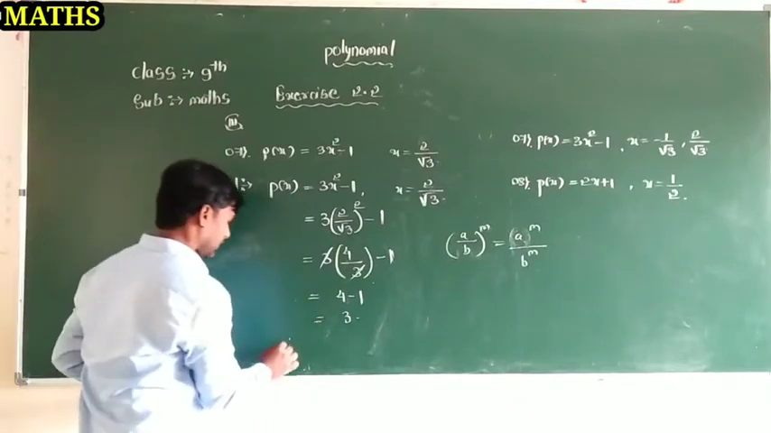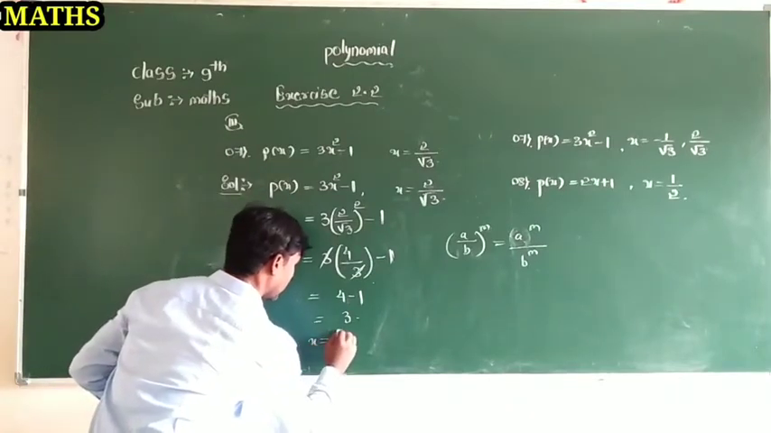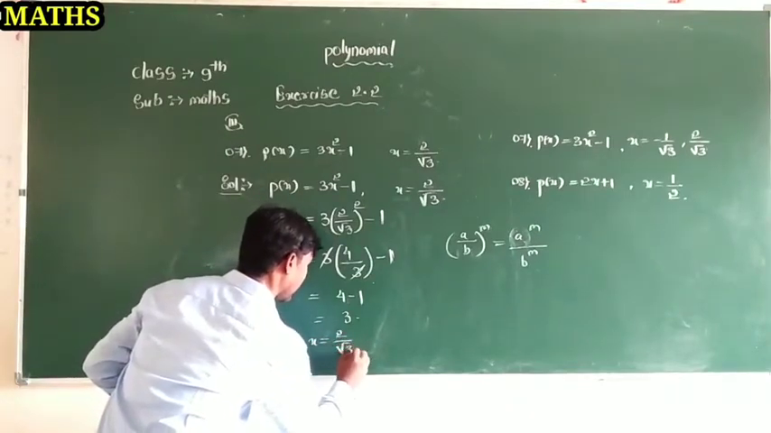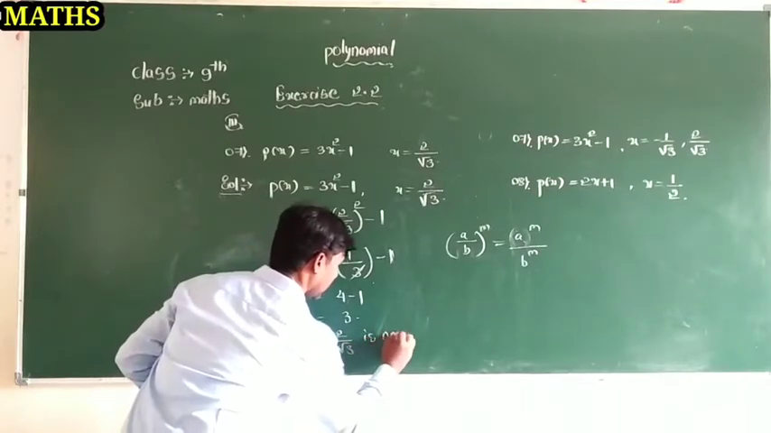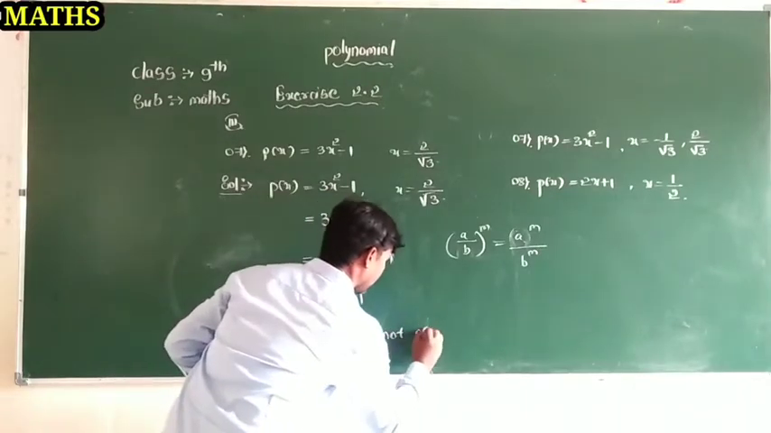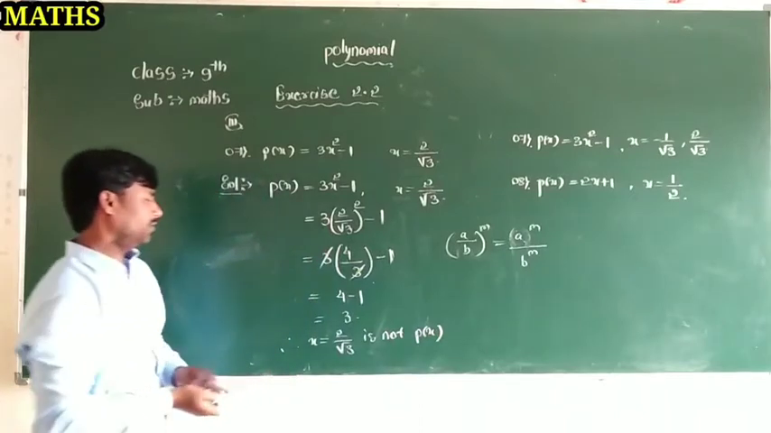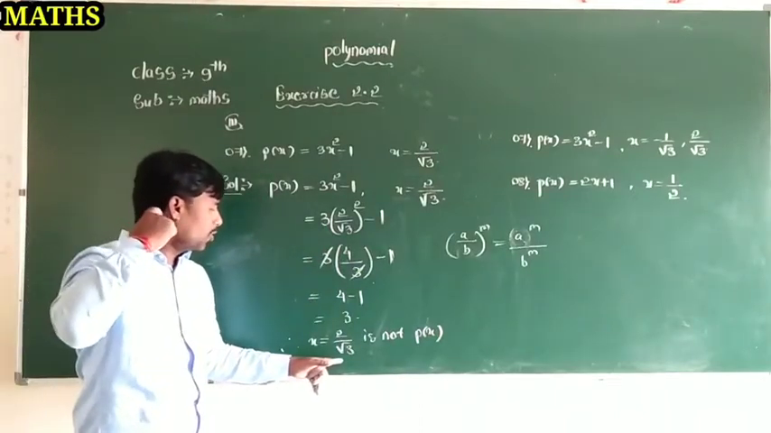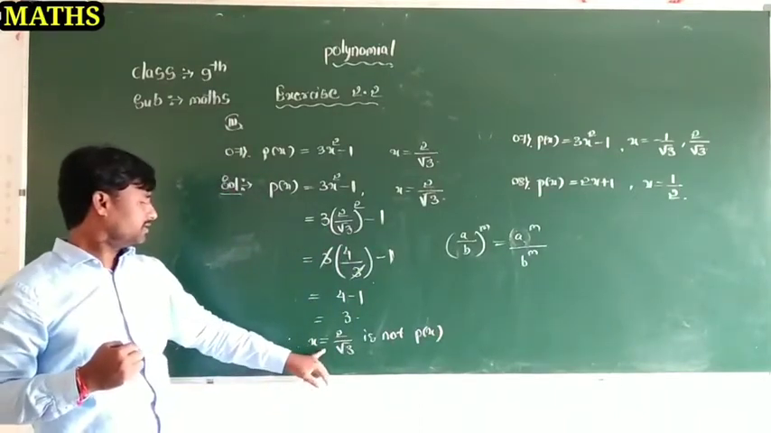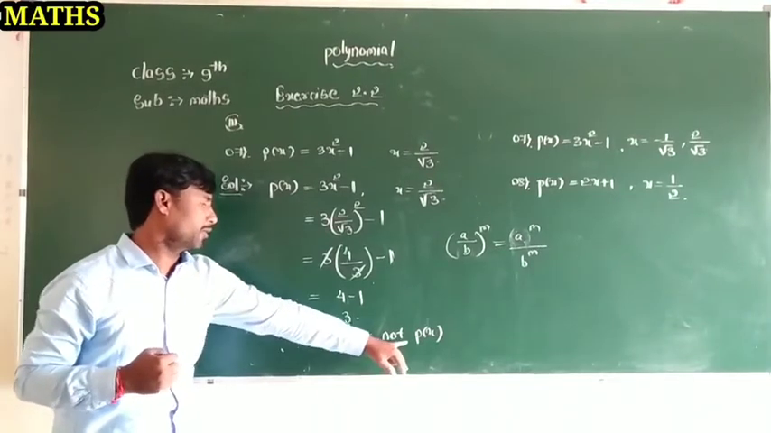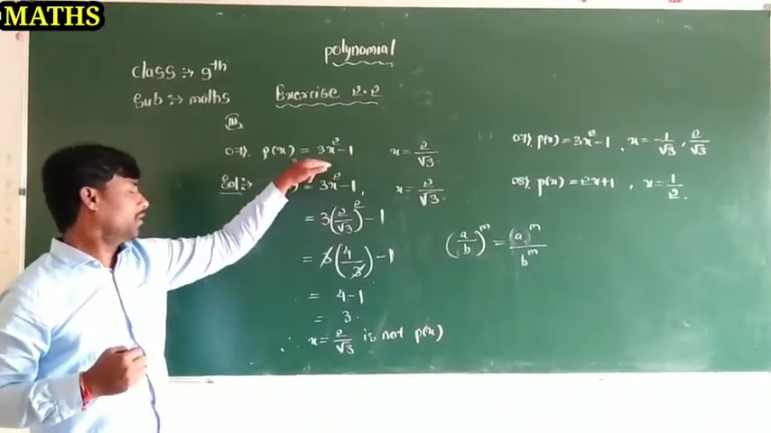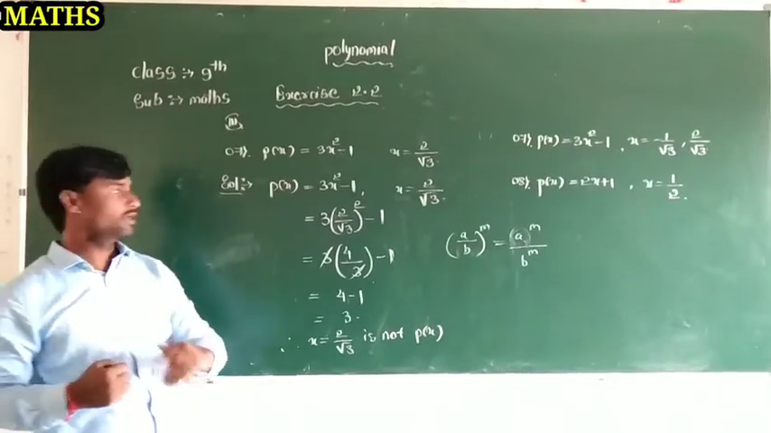So we can say, therefore, x is equal to 2 upon under root of 3 is not a zero of P of x. So you can directly write it, or you can write the whole sentence also, dear students: x is equal to 2 upon under root of 3 is not a zero of the given polynomial P of x. I thought you understood very well.